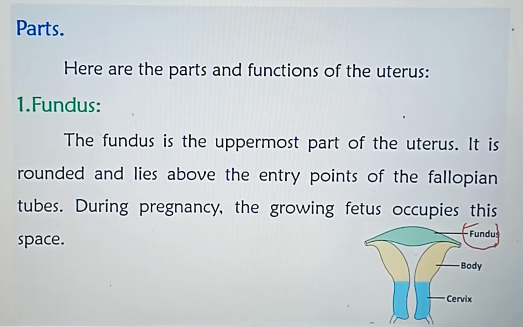Parts. Here are the parts and function of the uterus. Fundus. The fundus is the uppermost part of the uterus. It is rounded and lies above the entry points of the fallopian tubes. During pregnancy, the growing fetus occupies this space.